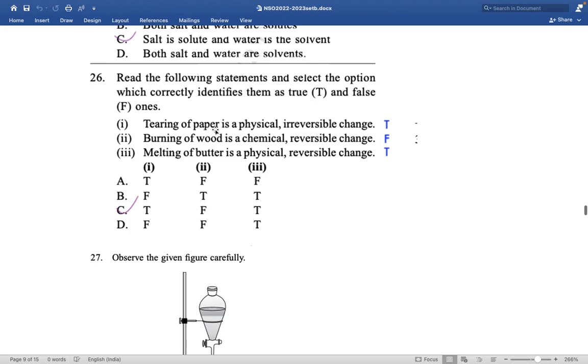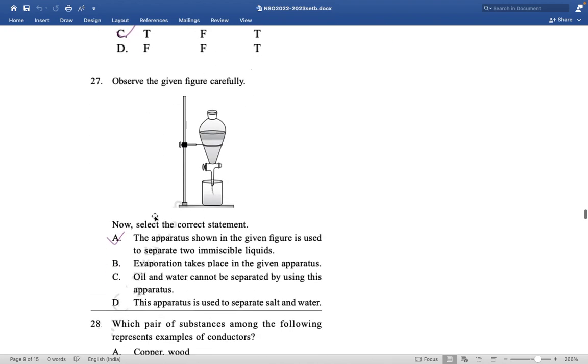Tearing of paper is a physical, irreversible change. This is true. Burning of wood is a chemical, irreversible change. This is false. It is an irreversible change. Melting of butter is a physical, reversible change. This is true. So C is the answer.